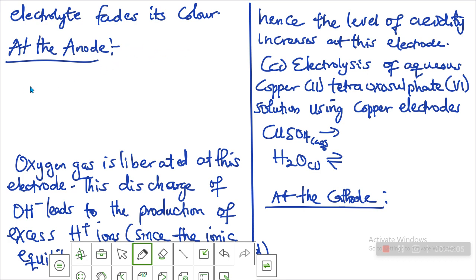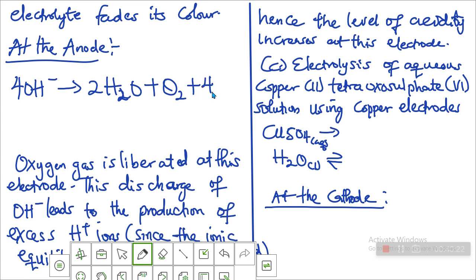And I told you the reaction whenever OH minus discharges. It will be 4OH minus gives 2H2O plus O2 plus 4e minus. I hope you understand. So this is the reaction whenever OH minus discharges, because it is lower in the activity series.